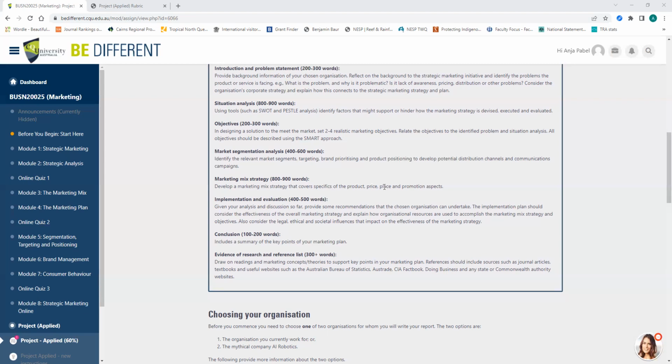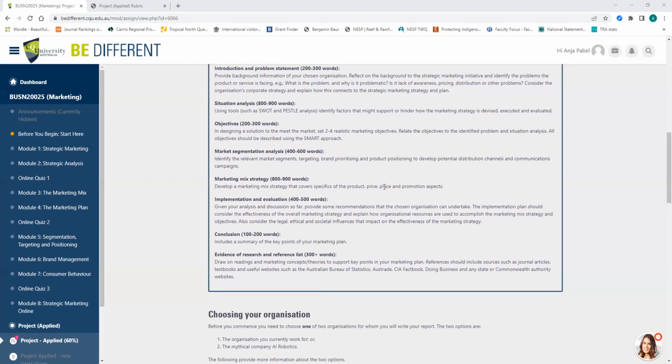back to the corporate strategy and how organizational resources could be used to accomplish the marketing mix strategy. And in the evaluation section, you might also want to consider any expected outcomes of the plan overall. And you might also wish to consider any legal, ethical, or societal influences that might impact on the effectiveness of your marketing strategy. Now, the conclusion is a quick summary of the key points of your marketing plan.